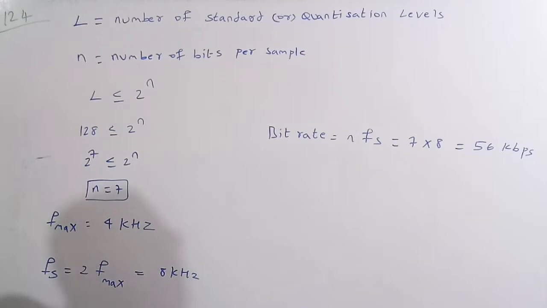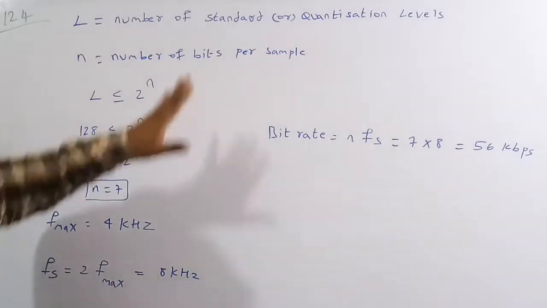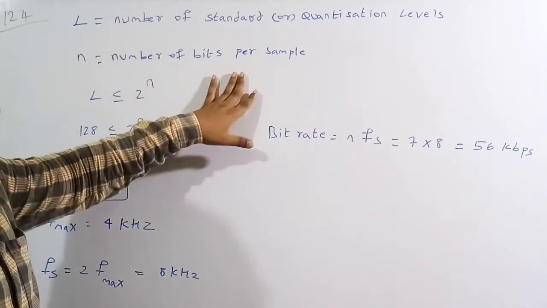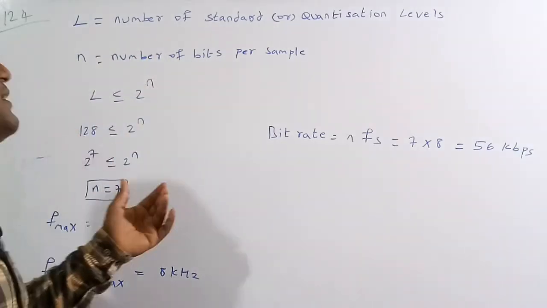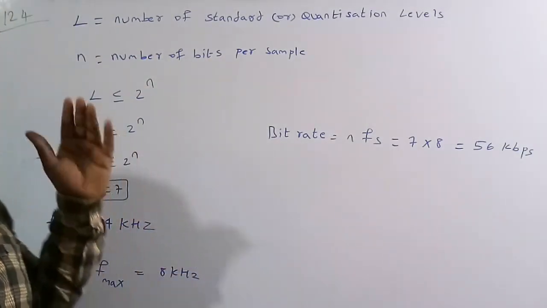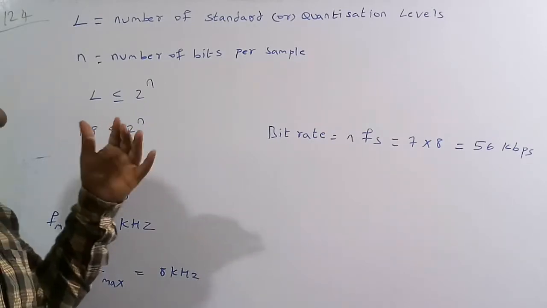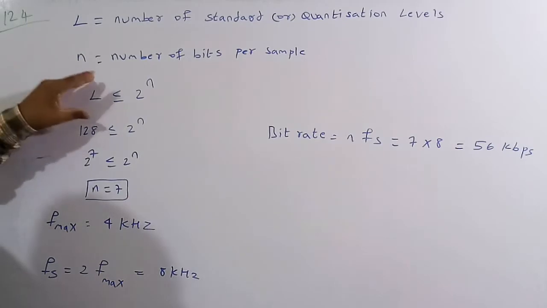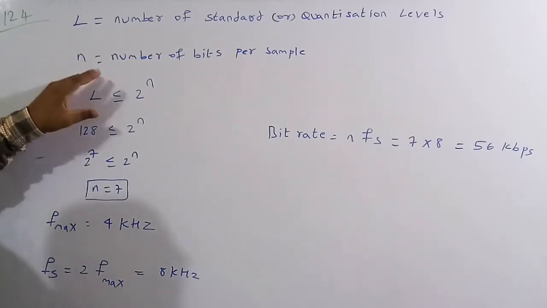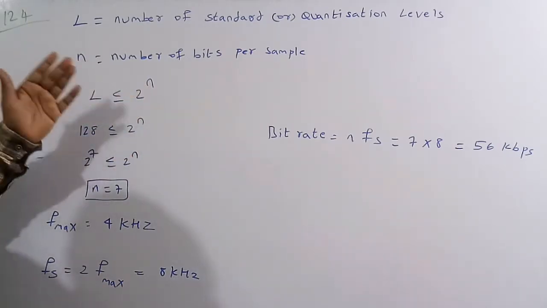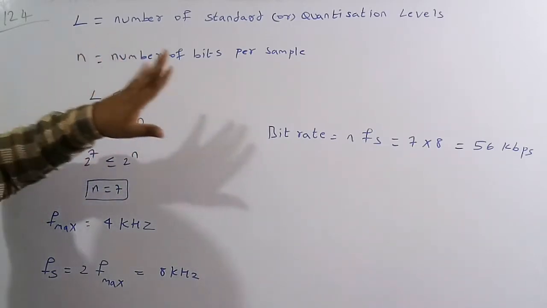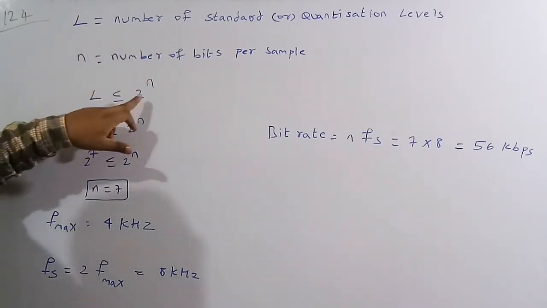So here in this question, L represents the number of standard or quantization levels, and n is the number of bits per sample. With the help of n bits, how many standard levels can we make? It is 2 to the power of n. So the maximum number of levels can be 2 to the power of n, and the minimum can be 0. Therefore L is going to lie between 0 and 2 to the power of n.